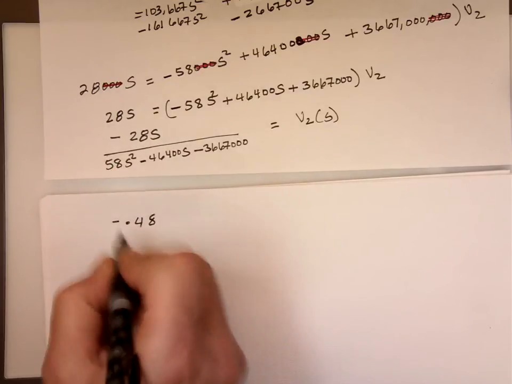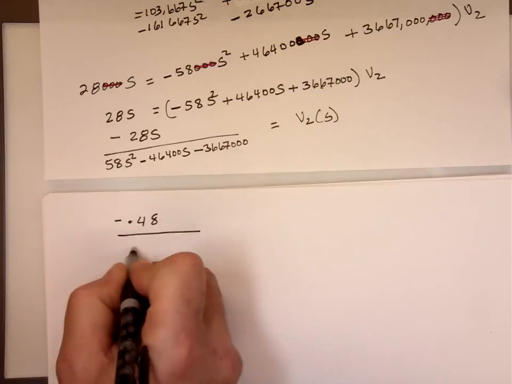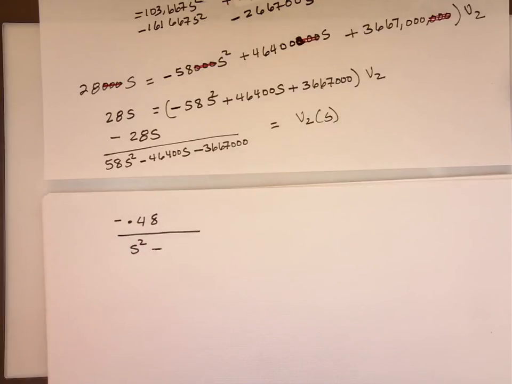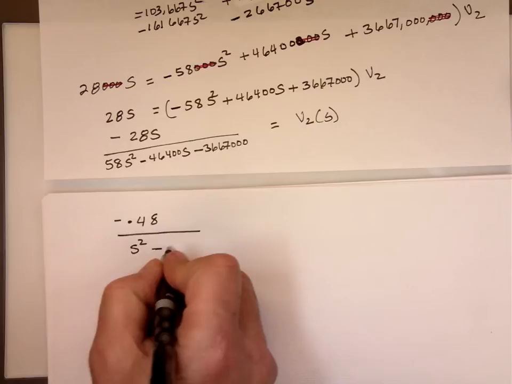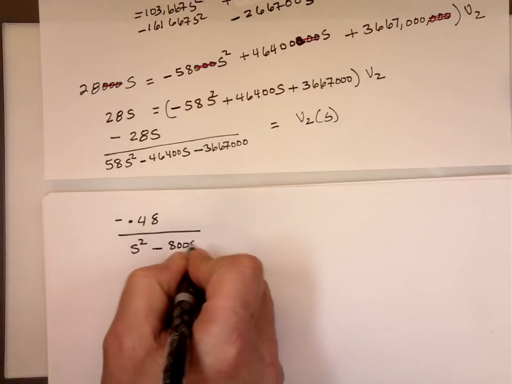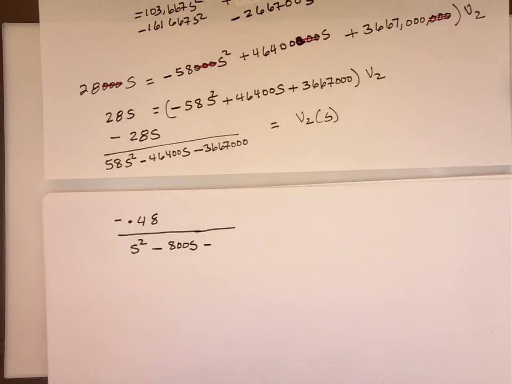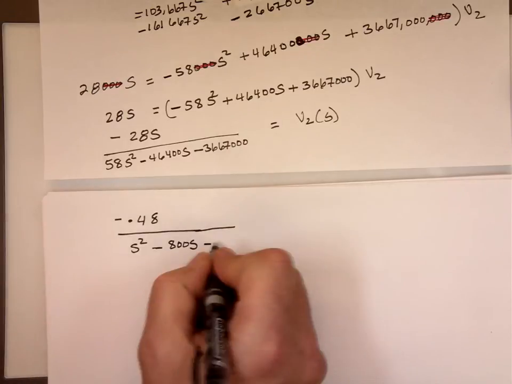This will be 400 divided by the 58, 800s minus, I'll divide this really nice number here, 3667000 divided by 58. I got 63224.1. I'll drop the 0.1.